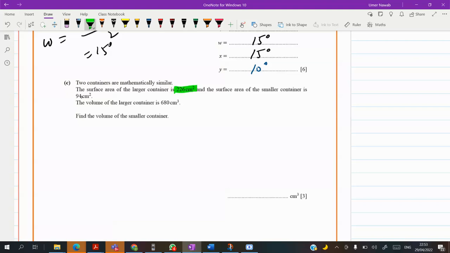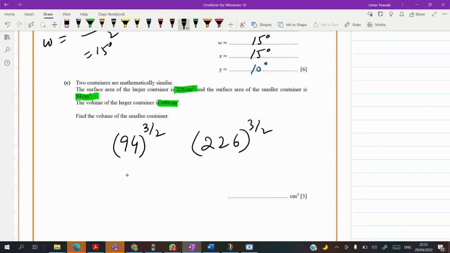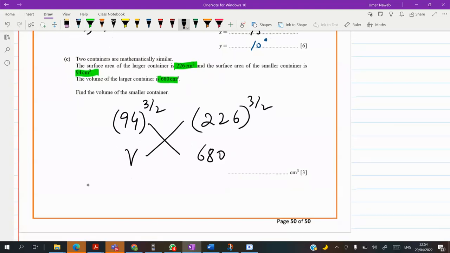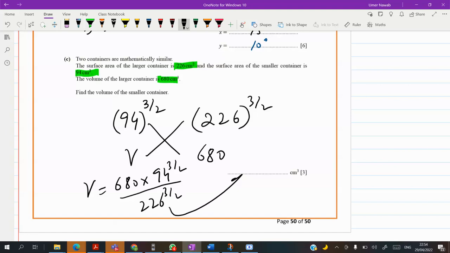Two containers are similar. So the areas are given and their volumes. So I want to find volume. Let me write here areas 94, 226. If the areas are given and you want to find volumes, you always write power 3 over 2. And volume of the larger one is 680. The smaller one I want to find V. Do the cross multiplication. So V is equal to 680 times 94 raised to 3 over 2 over 226 to the 3 over 2, and then you get your answer. Thank you, boys. I am done finally.